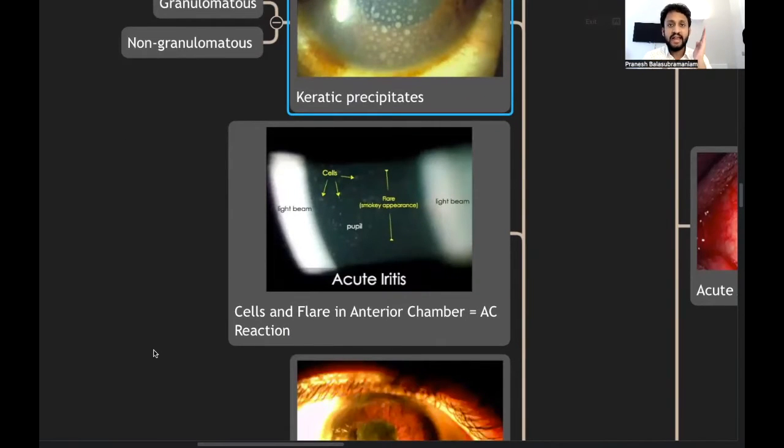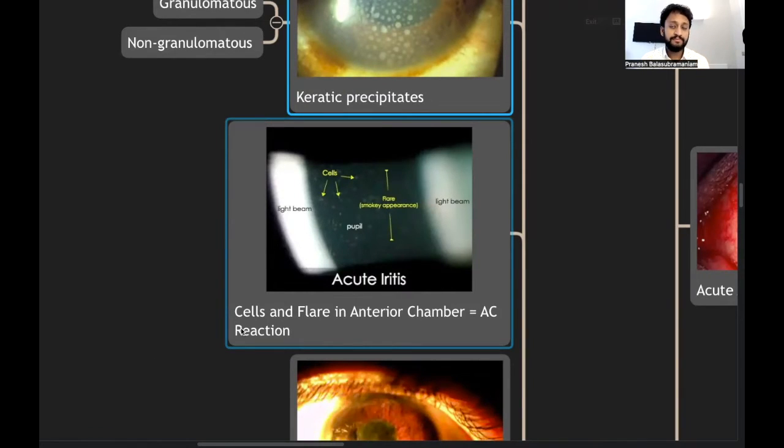Look for cells and flare. AC cells are nothing but these small, tiny dots, as you can see in this picture. That's called anterior chamber cells, nothing but the WBCs. Flare is the smoky appearance, the smoke or the fog there. It's called flare. Flare happens because of protein leak. So in the anterior chamber, always look for AC cells and flare and grade them.